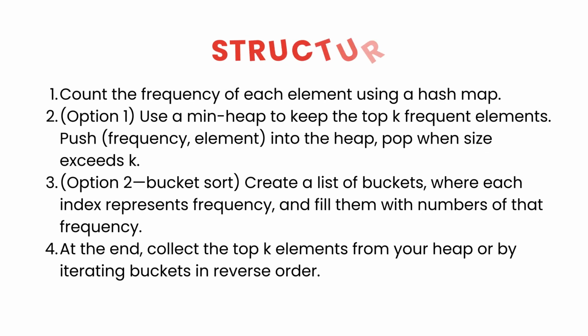Here's our plan. Count the frequency of each element using a hash map. Option 1: use a min heap to keep the top k frequent elements. Push the frequency and element into the heap, and pop when the size exceeds k. Option 2: bucket sort. Create a list of buckets, where each index represents a frequency, and fill them with numbers of that frequency. At the end, collect the top k elements from your heap or by iterating buckets in reverse order.